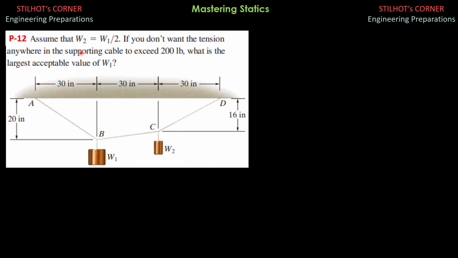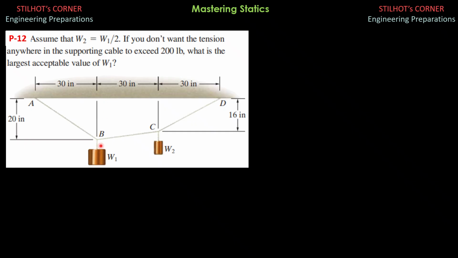Problem 12, assume that W2 is half of W1. So this is half of W1. If you don't want the tension anywhere in the supporting cable to exceed 200 pounds, what is the largest acceptable value of W1? So let's investigate each cable tension, and the one that is the highest percentage of W1 is the one that is critical and should control the safety of this cable system.